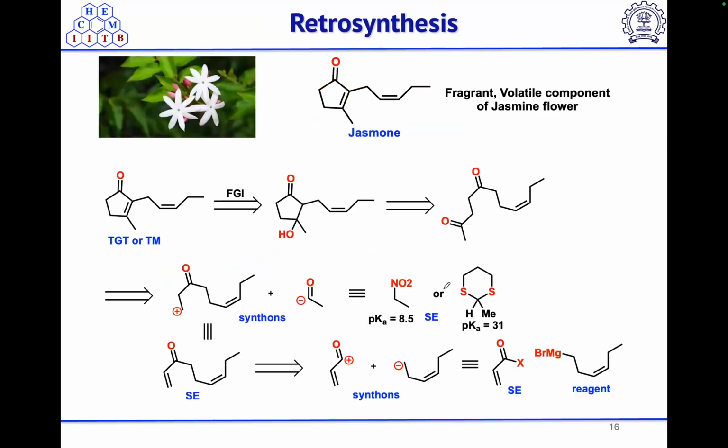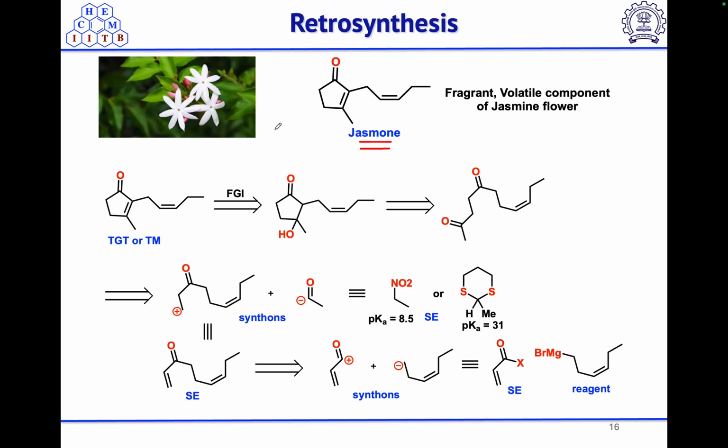Now coming to the next molecule. This is a very interesting molecule. I guess all of you know this flower. This is called the jasmine flower, and one of the volatile components of the jasmine flower is jasmone. All of you know jasmine has a good odor; it is used as a fragrance, and the perfumery industry uses it. It has a very good smell, and it is one of the volatile components of the jasmine flower.